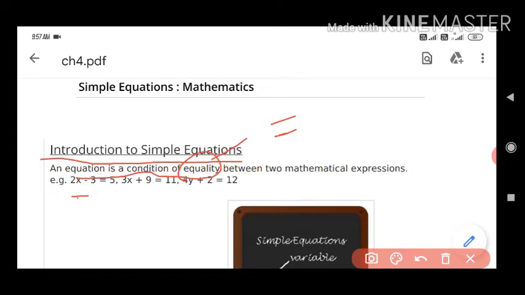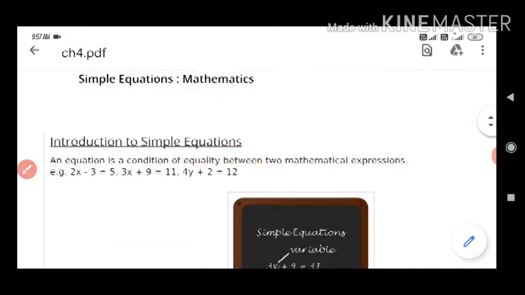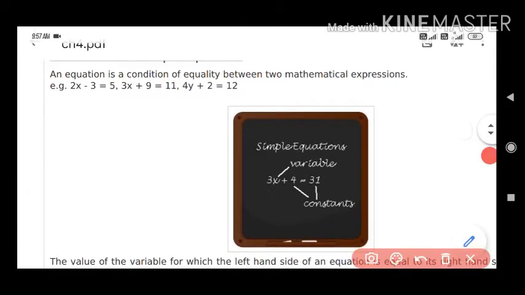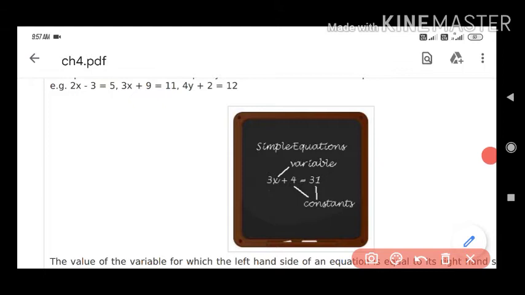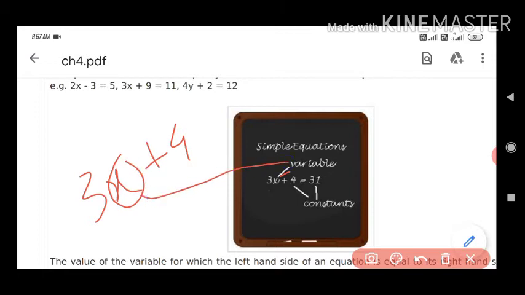Again, 3x plus 9 equal to 11. 4y plus 2 equal to 12. So this is called what? Simple equation. You can see here, x is known as what? Variable. And here, 3x plus 4, isn't it? So x is what? Variable. And only here it is 4, isn't it?